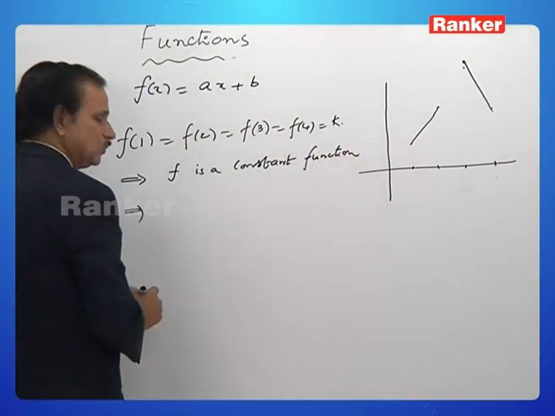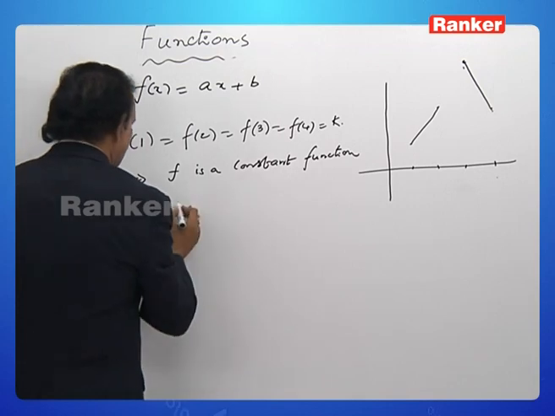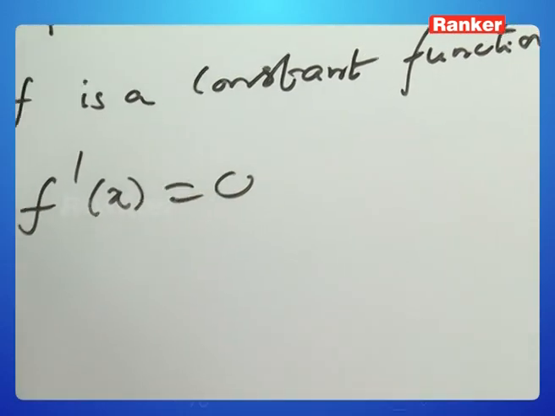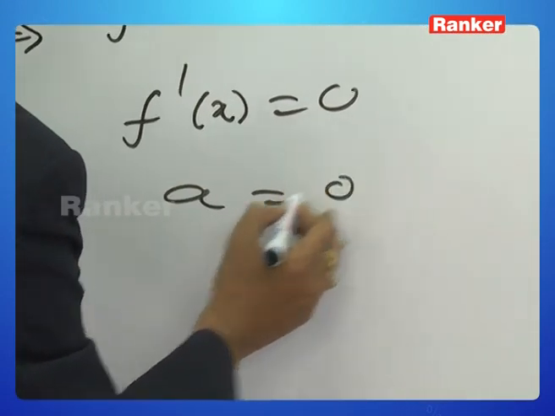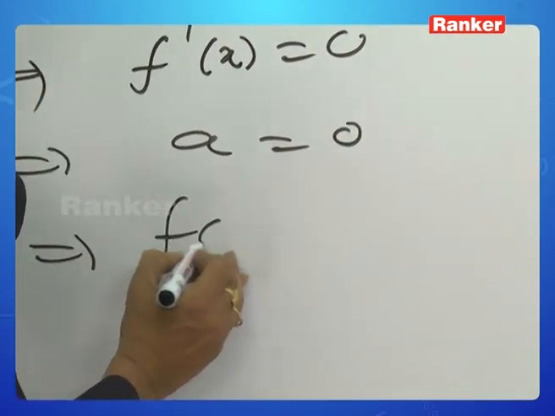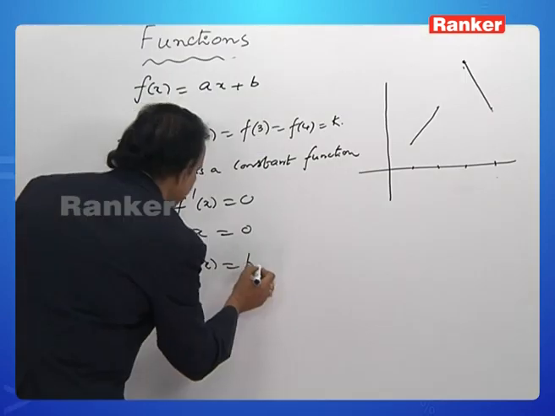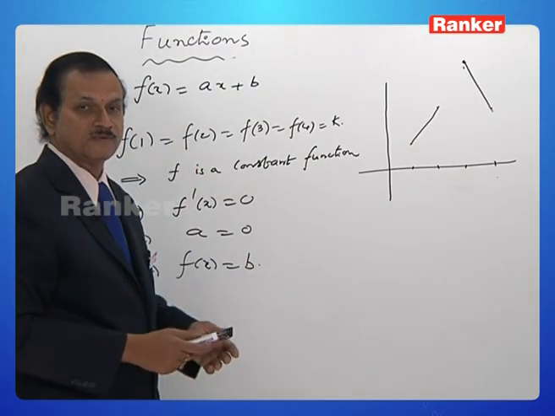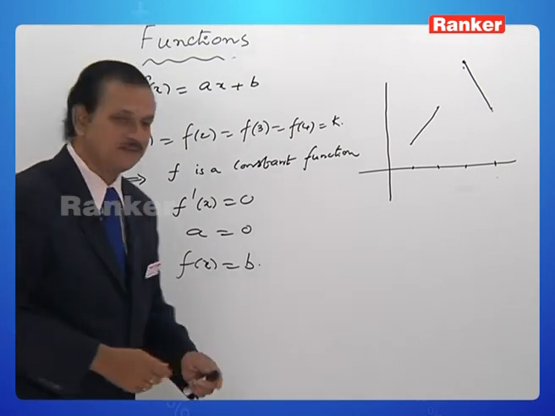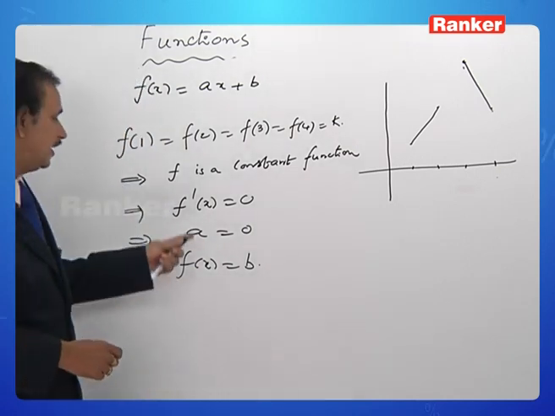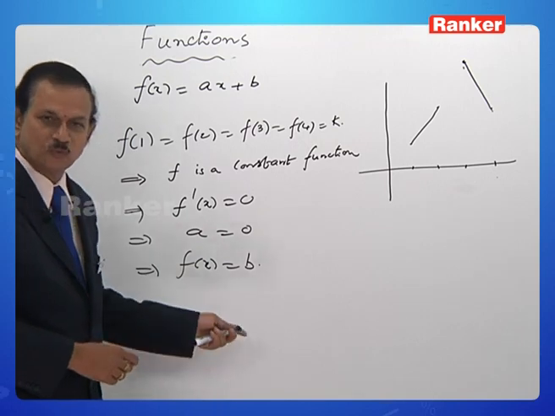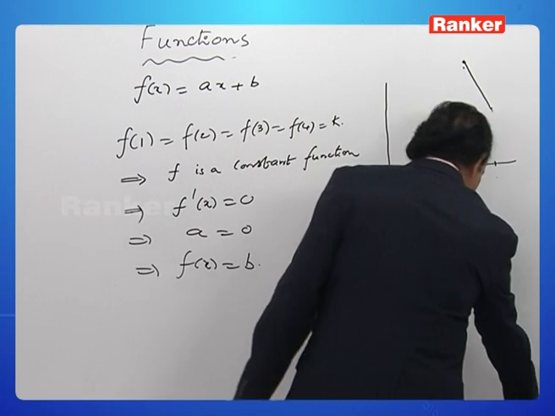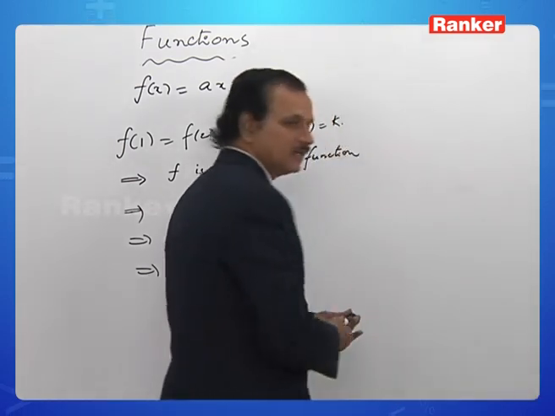As and when you believe and see that f is a constant function, f dash x is equal to 0 implies a is equal to 0 implies f of x is equal to b. f of 1 is b, f of 2 is b, f of 3 is b, f of 4 is b, f of every value is b. Well, let us now make use of this to calculate the required one. What is the actual question?